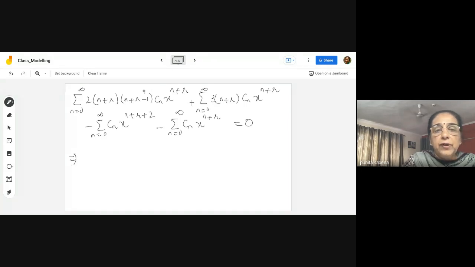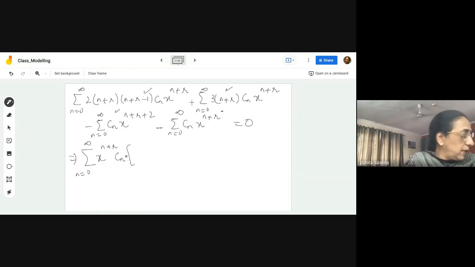Now, of course, the first term, the second term, and the fourth term can be combined. So we'll combine them and we get summation n from 0 to infinity, c_n x to the power n plus r, with c_n common. Now, what do I have inside? 2 into n plus r minus 1 plus 3 into n plus r minus 1.